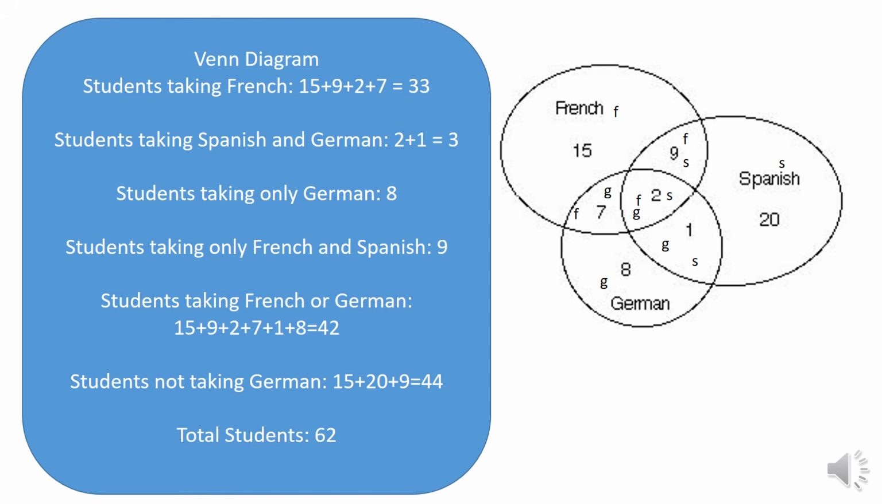Students taking French, you add up every circle for the French. 15 plus 9 plus 2 plus 7 gives us 33. Students taking both Spanish and German, you have to add all of the sectors that have an S and a G. So you've got the one that is just Spanish and German, but you also have the 2 in the middle. Students only taking German, that would be sectors that only have a G, and so on and so forth. And to figure out the total, you add up all of your numbers. And remember, if you have a number on the outside, that means that is someone that is not in any of the groups.